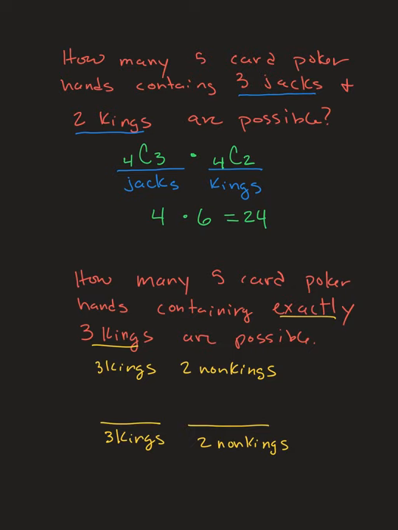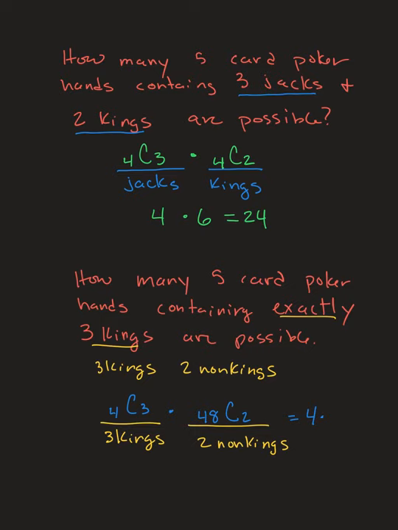All right, so 3 kings. My big group is kings, and you have to think, okay, well, how many kings are there? So that's 4 kings, right? And I'm picking 3, so 4C3. All right, and then 2 non-kings. So everything that's not a king, and how many cards would that be? Should be 48, because 48 is my big group, because that's how many non-kings there are, and I'm picking 2.